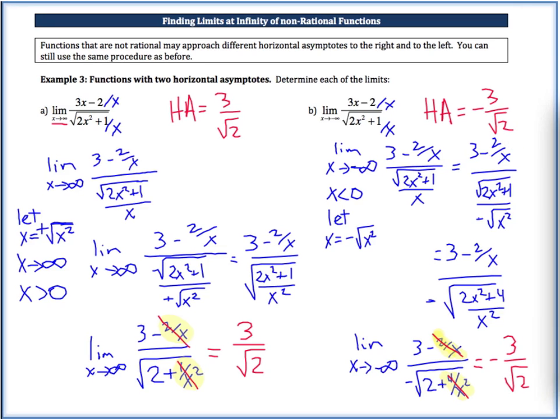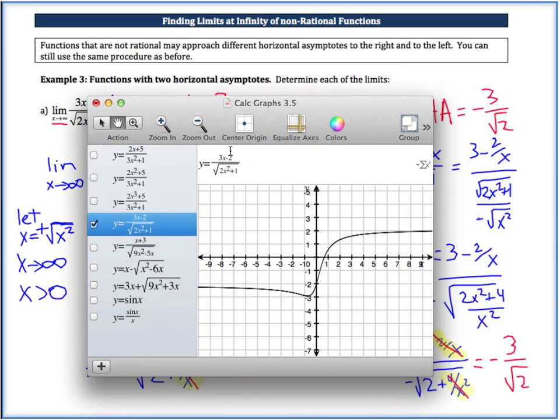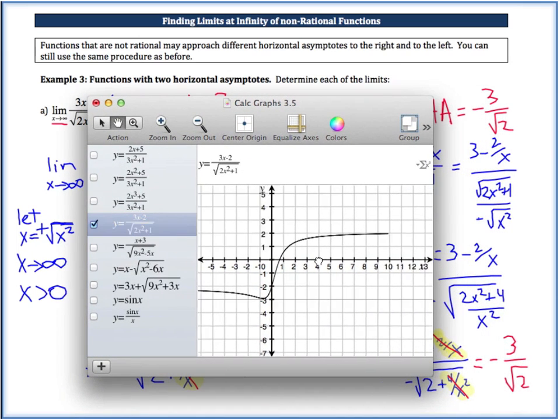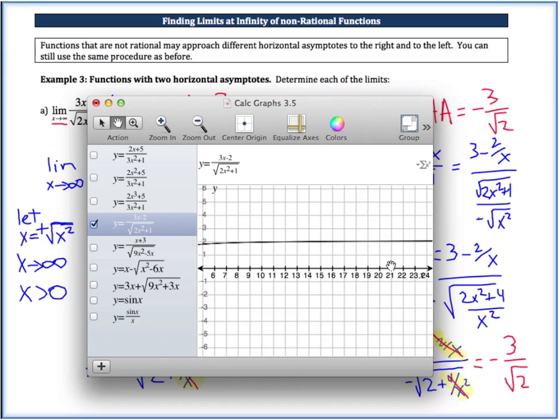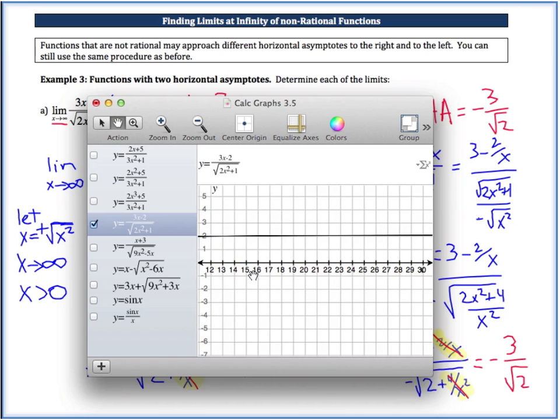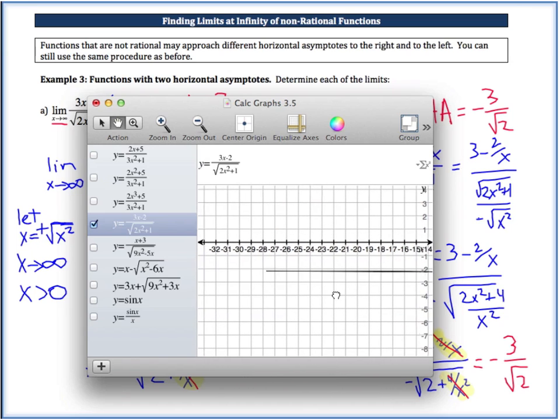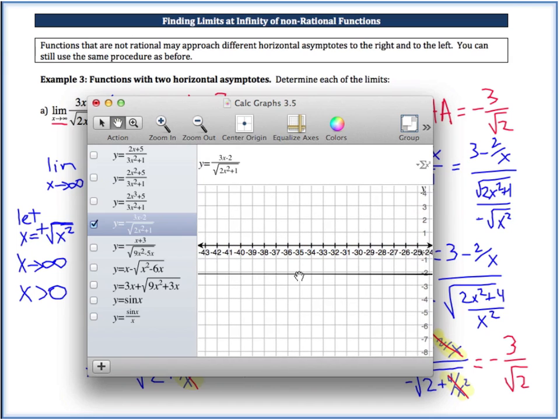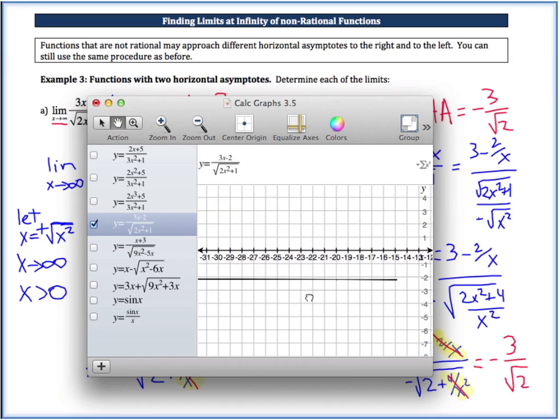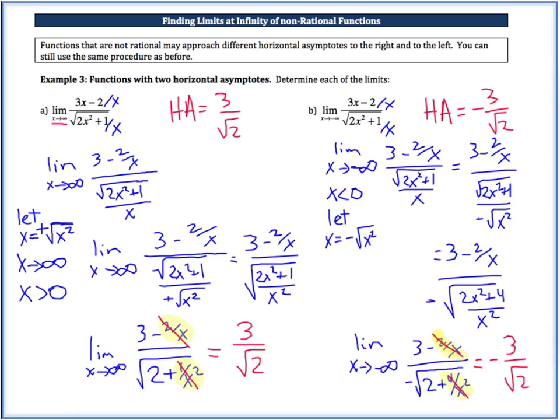So let's take a look at our graph here, and then we can verify this. Here is our function. As we go to infinity, we can see we're approaching here, and this is 3 over the square root of 2. And as we go to negative infinity, notice we're approaching a different horizontal asymptote, and this is negative 3 over the square root of 2. All right, let's move on.